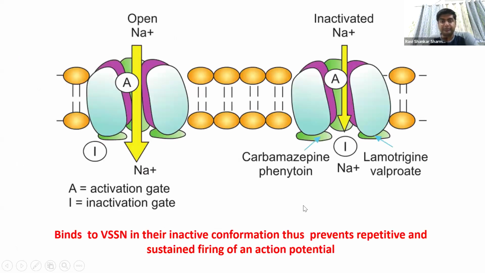So where does it act? There are two forms of sodium channel: one is open and another is inactivated. So what does carbamazepine do? It binds to voltage sensitive sodium channels, leading to the inactive conformation. Thereby it prevents repetitive and sustained firing, leading to inhibition of action potential.